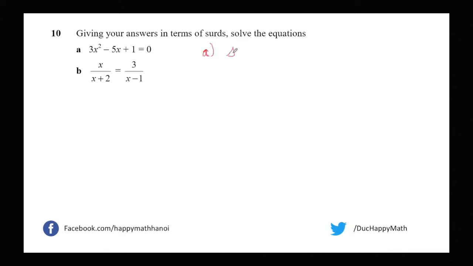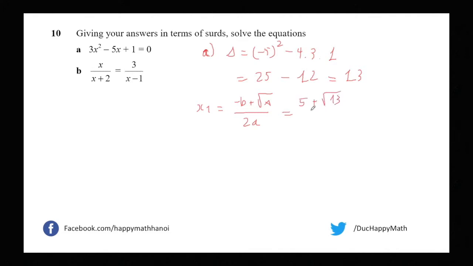So for A, we get the delta will be equal to minus 5 squared minus 4ac, which is 25 minus 12, equal to 13. And h1 will be equal to minus b plus the square root of delta, divided by 2a. So minus b is 5 plus the square root of 13, and divided by 2a means 6, and 5 minus the square root of 13, divided by 6. Okay, very easy with this calculation.